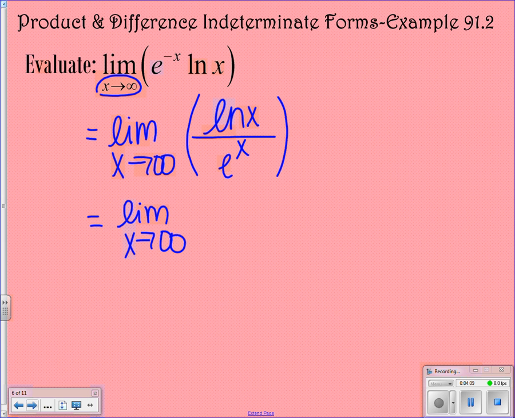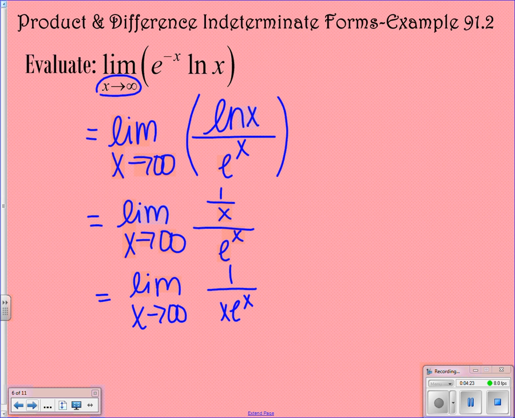So the derivative of ln of x is 1 over x, and the derivative of e to the x is e to the x. And so now I can write that as 1 over x e to the x. If I plug in infinity, I'm going to end up with infinity times e to the infinity, which in that denominator is just basically infinity, and 1 over infinity approaches 0. And so the limit of that function is going to be 0.